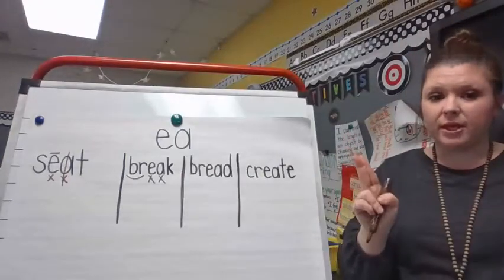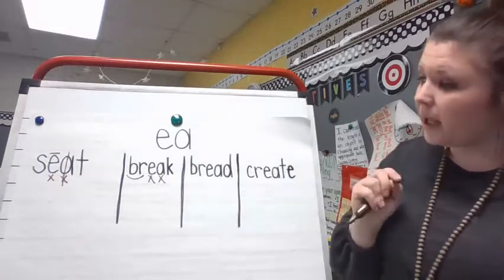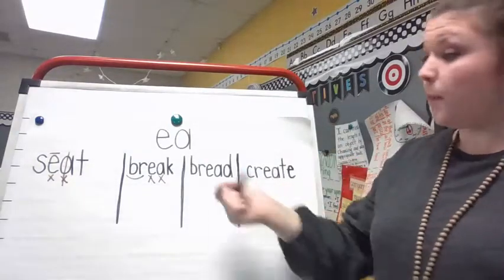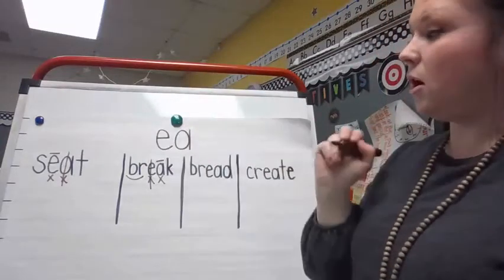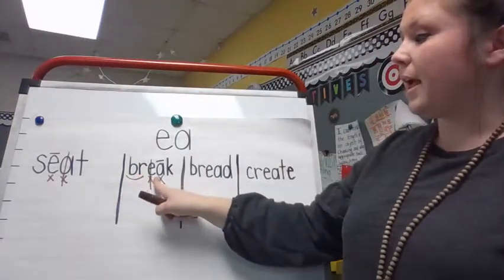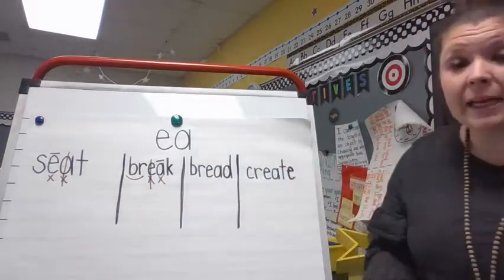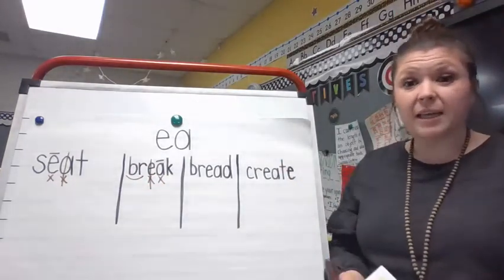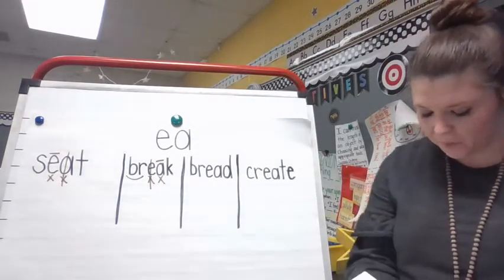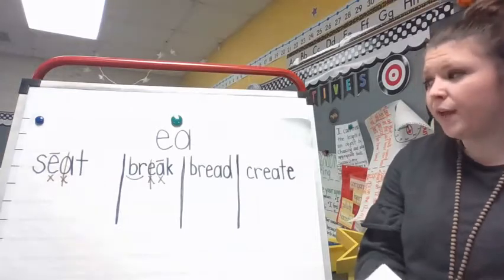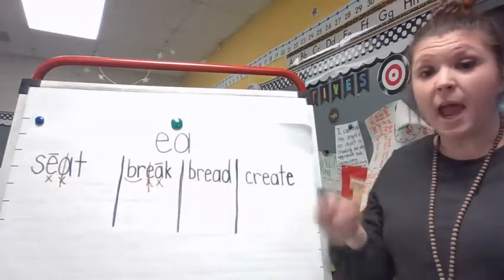All right, then we have E and A. Usually when we think of adjacent vowels, that second one is silent and the first one is long. But here it's actually going to swap. This E is silent and the A is long. This word is break. Break. I need a break so that I can go and have a snack. Break.